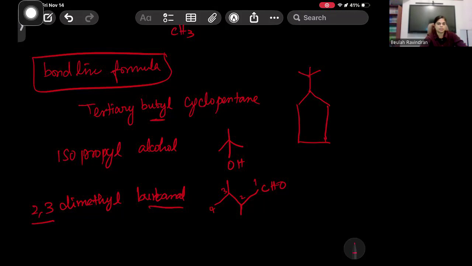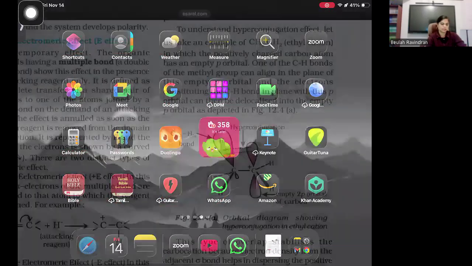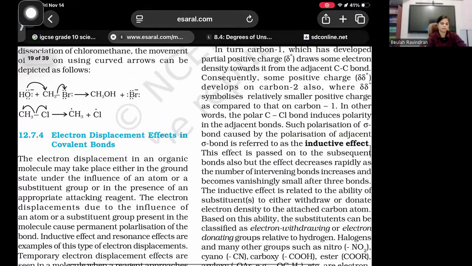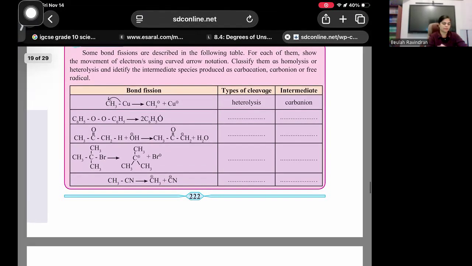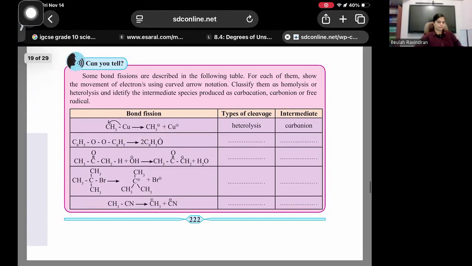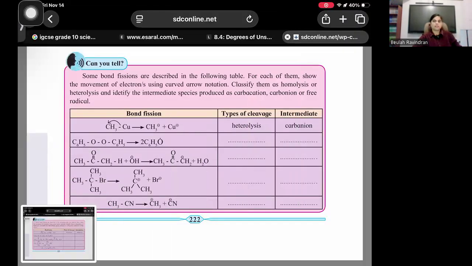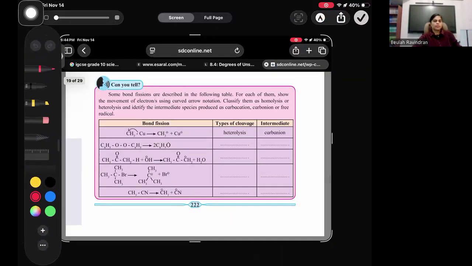Homolysis and heterolysis cleavage. Okay. So what are all the compounds having homolytic and heterolytic cleavage? I'll share this figure. Okay. So the bond fission is there. You have to find out which type of cleavage is in this particular bond. So shall we do this now? So we are going to see the bond cleavage.